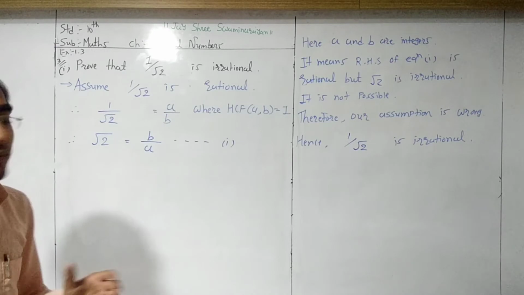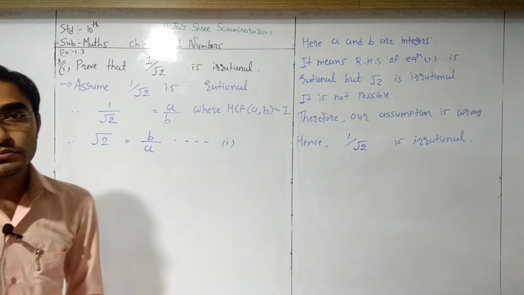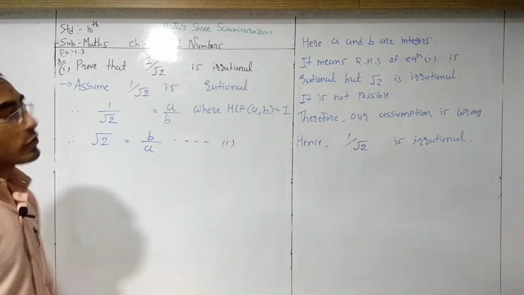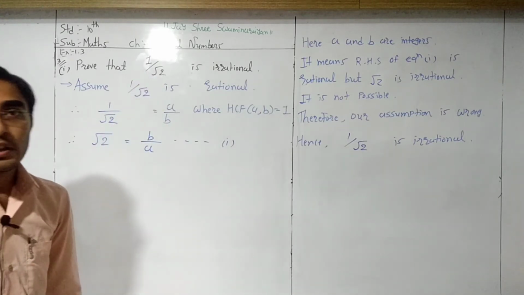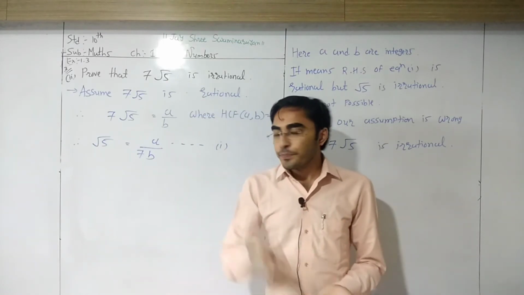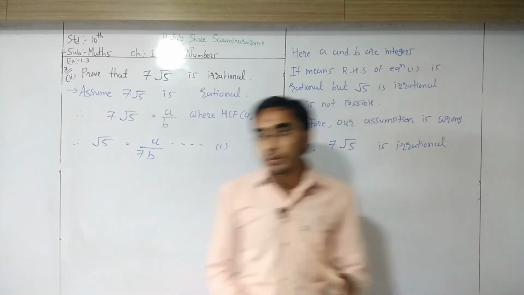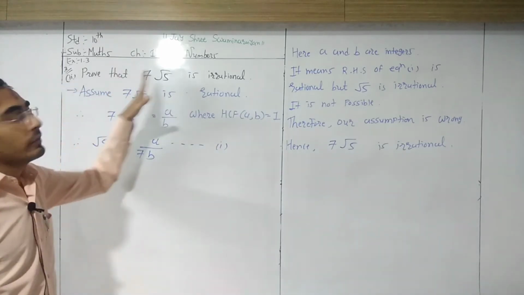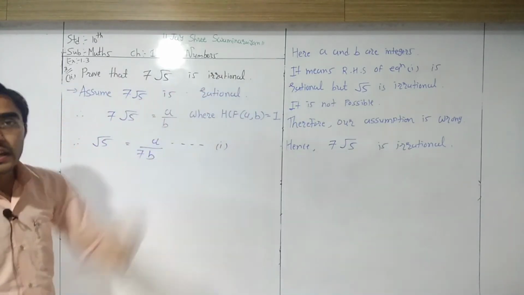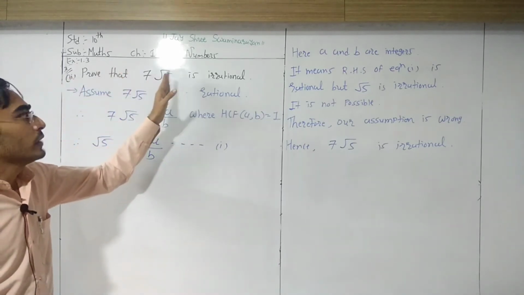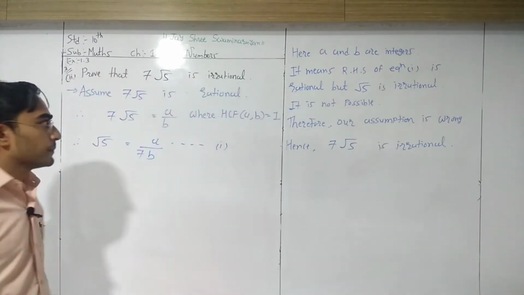And one more thing, if this question is asked for 4 marks, otherwise 3 marks, you also need to prove, first of all, that under root 2 is irrational. Then, in a similar way, we can prove question number 2. Here, prove that 7 under root 5 is irrational.